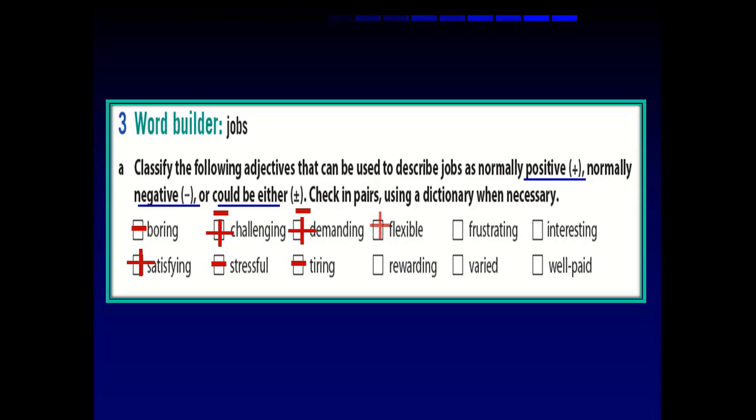The word flexible, this is positive. Rewarding, positive. Frustrating, negative. Varied, this is positive. Interesting, of course, this is positive. If it is well paid, of course, this is also positive.